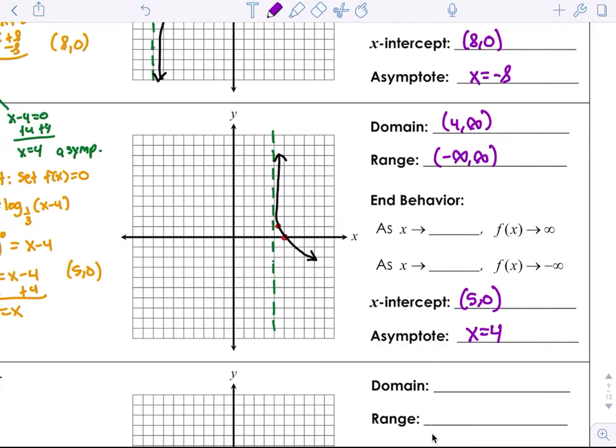All right, and end behavior. Here is where f of x is approaching infinity, and that is where x is approaching the vertical asymptote. So x is approaching 4 from the right-hand side. Here, f is approaching negative infinity down here, and that's when, as x approaches infinity, f of x approaches negative infinity.